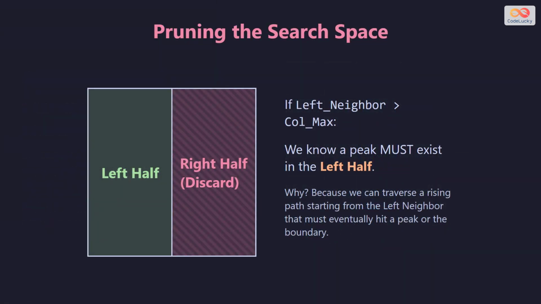Why does this work? If the element to the left of our column maximum is greater, it means there is an upward slope leading into the left half. By following that upward path, we are guaranteed to eventually hit a peak or a boundary. This logic allows us to safely discard the entire right half of the matrix, drastically reducing our search space.